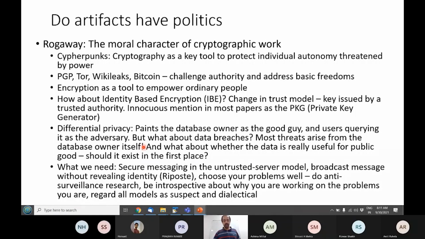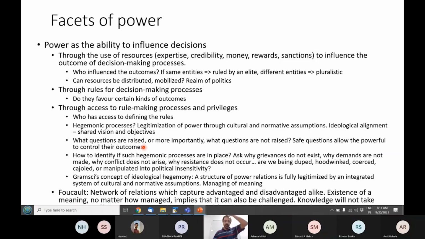We talked about some of these cryptographic technologies. And then finally, what we said was that one of the lenses through which we can start thinking about systems is who they are really empowering.